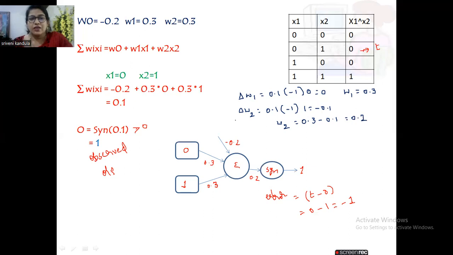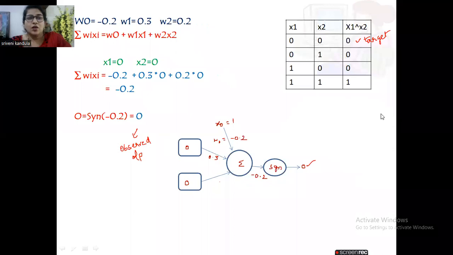Now, since our weights are modified, again we have to start the process from the first set of inputs. So now let us see whether our perceptron will work fine for these set of inputs or not. Now let's try with the modified weights. W1 is 0.3, W2 is 0.2, and the inputs are 0 and 0. This time the output that we obtained is 0 and the target value is 0. So for this set of inputs, our perceptron is working fine.